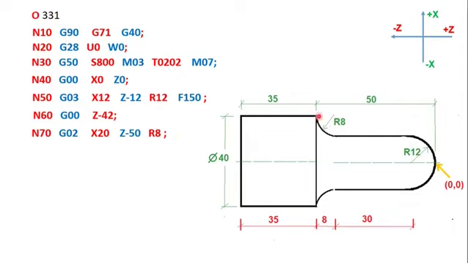So it will do this operation, and then the tool will finish its work and move to the machine 0. Then the spindle will be switched off, the coolant will be switched off, and the program will end. In this program we have discussed only how to create a simple curve. In the next program we will discuss completely how to do both regular turning along with the curve. So we will stop here.